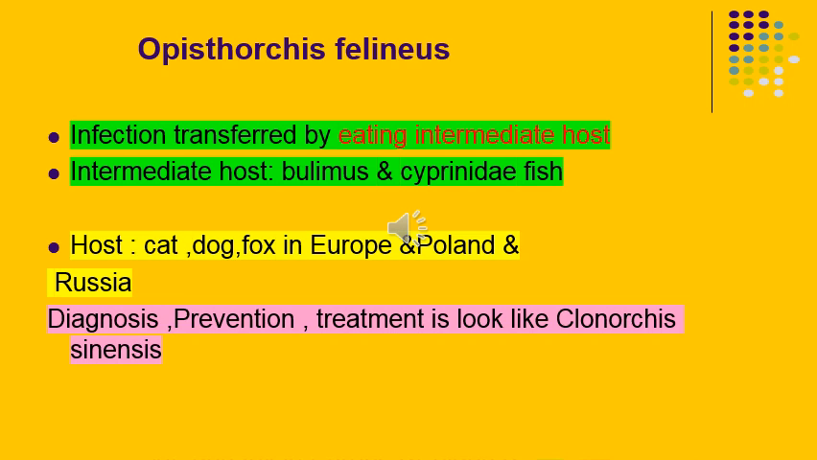In this slide, we are going to talk about how we can be infected with Opisthorchis felineus. Infection is transferred by eating the intermediate host. But what is the intermediate host? The intermediate host of Opisthorchis felineus is Bithynia and cyprinid fish. The final host of this worm is cat, dog, and fox in Europe, Poland, and Russia. Diagnosis, prevention, and treatment are like Clonorchis sinensis.